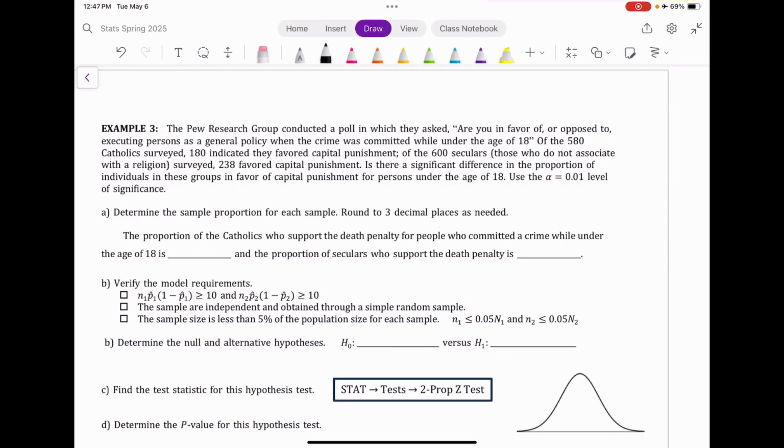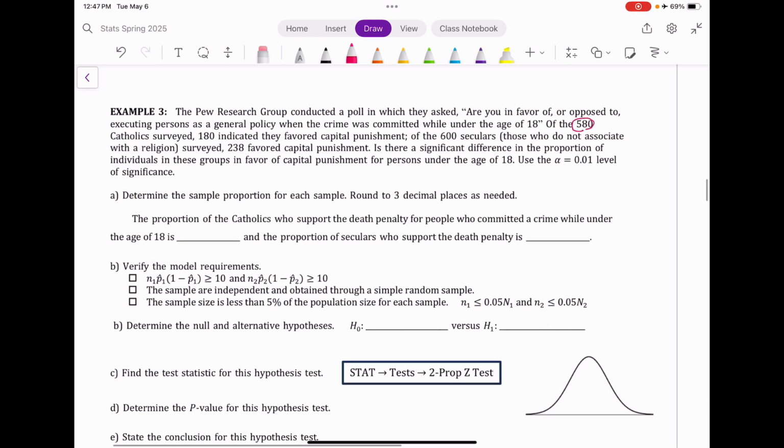In this example, we're trying to compare the population proportions for Catholics versus seculars in terms of if they're in favor of the death penalty for people under the age of 18 that have committed a crime. So for the Catholics, the sample size is 580 and 180 indicated they favor capital punishment. So that's X1. And then for the seculars, 600 is that sample size, and then 238 out of that sample size, so that'd be X2.